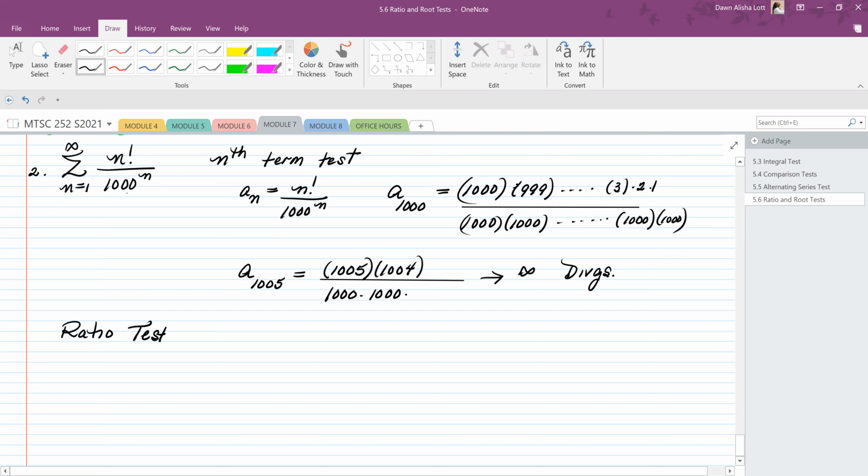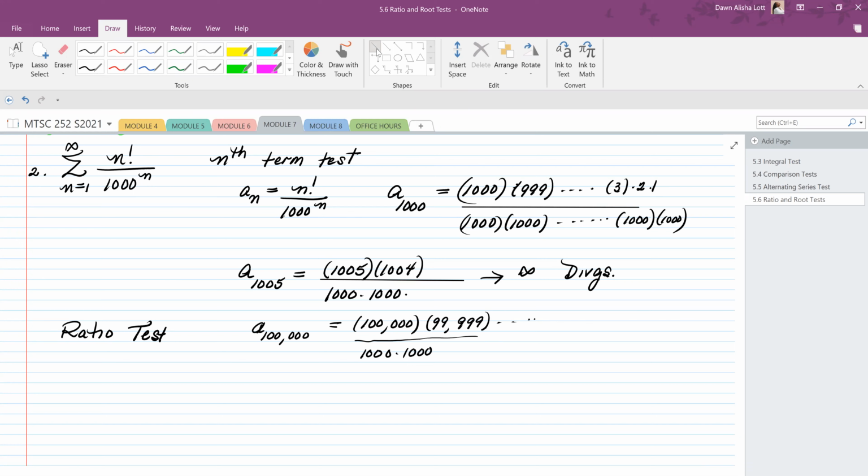So if I had the 1 millionth term, let's say 100,000. In the numerator, I have numbers like 100,000, 99,999. I have these big numbers, but in the denominator, I will have 1,000s. I'm still going to get 1,000 multiplied by itself 100,000 times, but the numbers in the numerator are way bigger. Oh, I see now. Okay. Thank you. They just keep getting bigger and bigger.